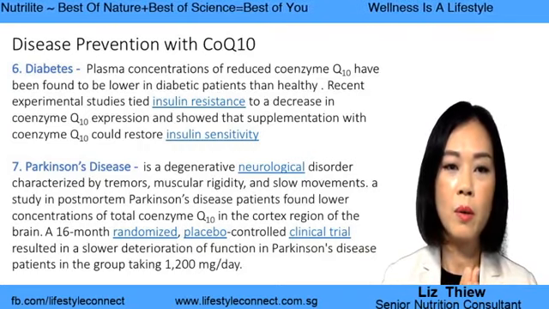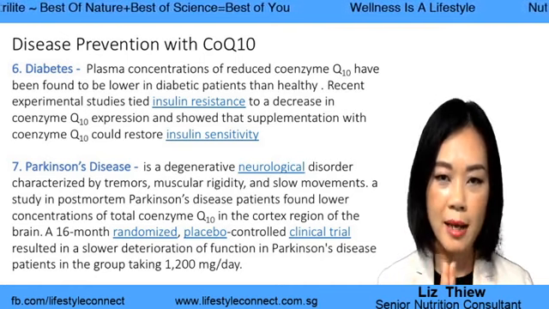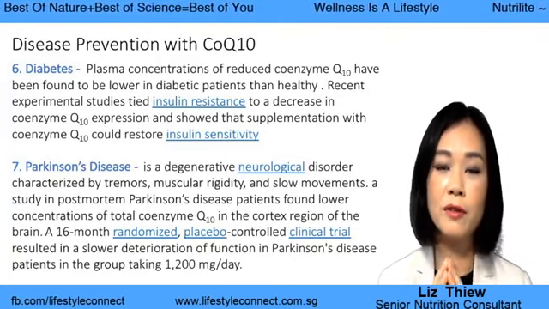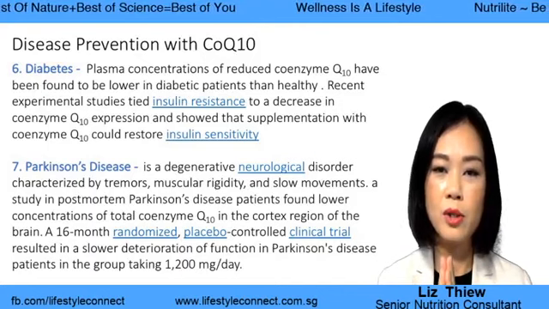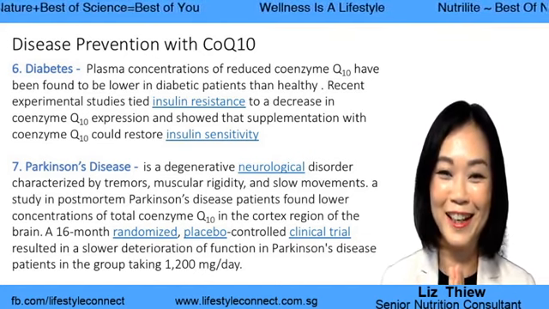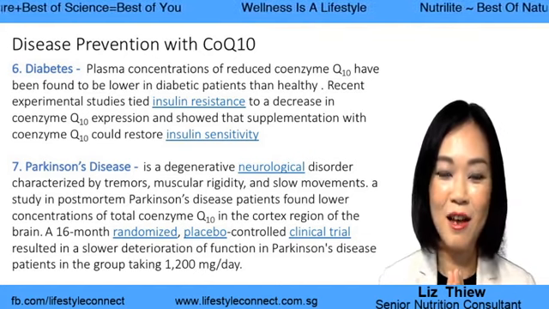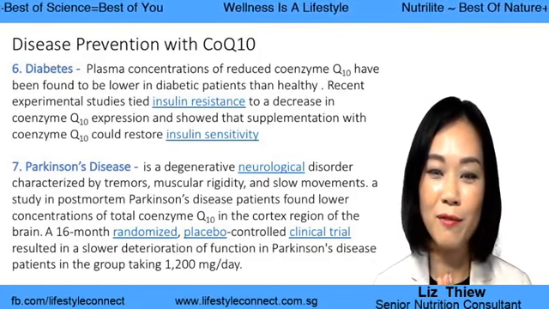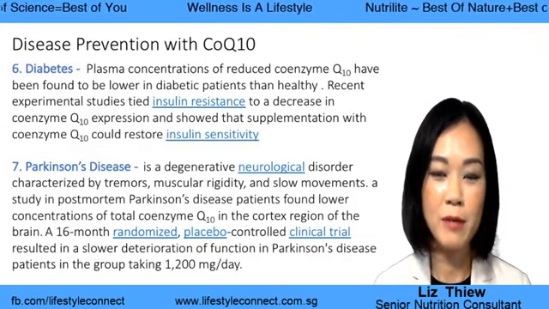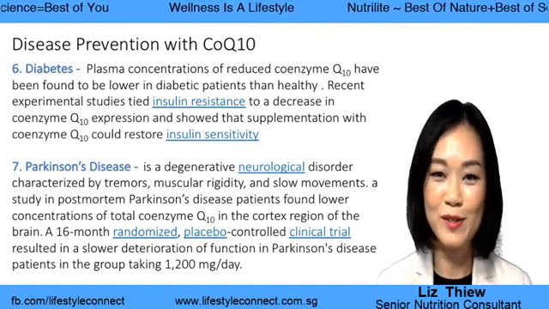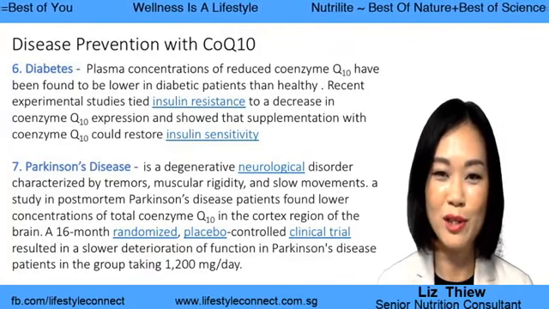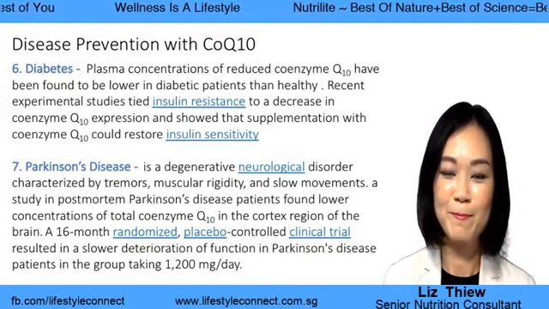They did a few studies, and they found that if they give Parkinson's disease patients a very high dose of CoQ10, which is 1,200 mg per day, it can slow the deterioration of Parkinson's disease. 1,200 mg means you are taking 40 tablets a day, if you are taking Nutrilite coenzyme Q10. But it helps. So dosage is very important. If you want any nutrition therapy, dosage is very important.